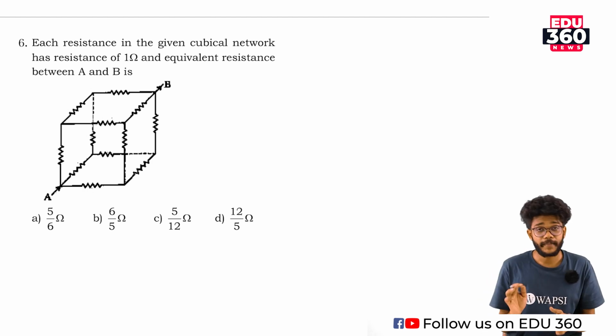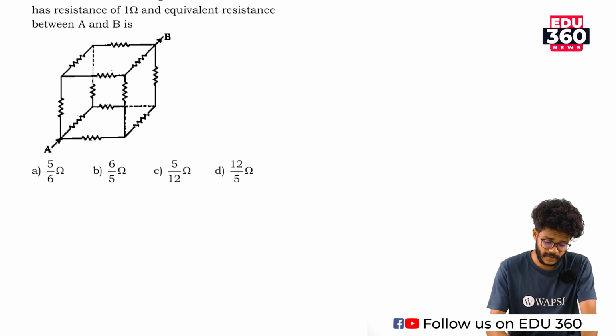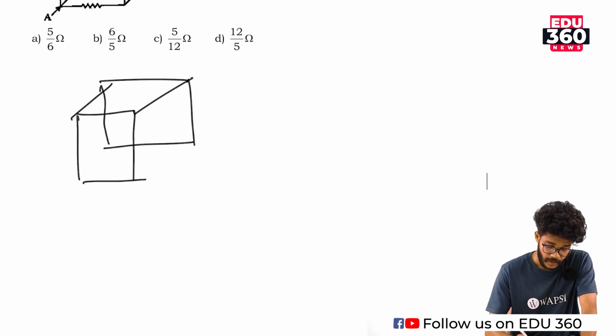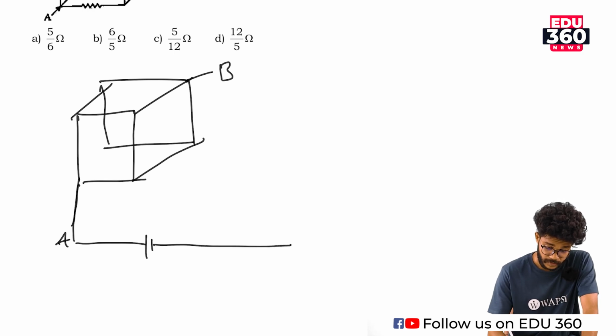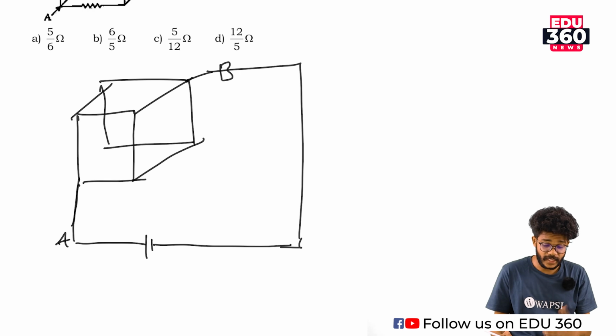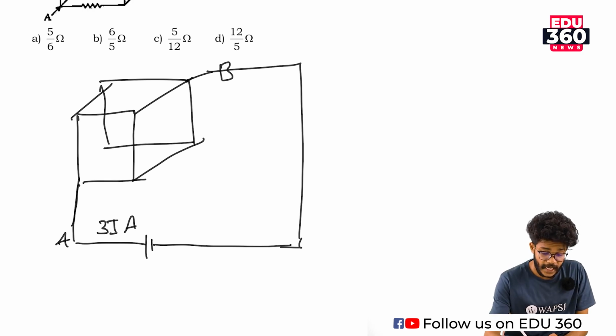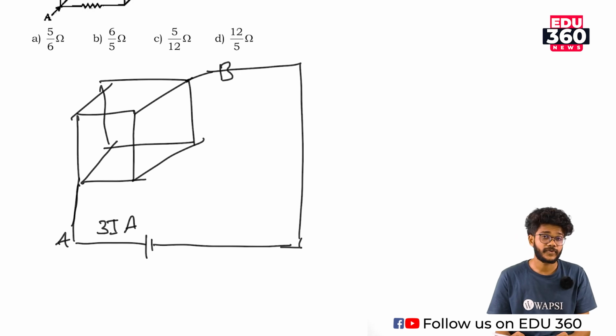Actually, I am going to redraw this figure. A simple adaptation is done to this figure. Okay, this is A and this is B. See, I am connecting a battery between these 2 points, and I am saying that the current actually produced is 3I ampere. 3I is the total current produced here. I don't know what I is, so let's imagine 3I is the current.